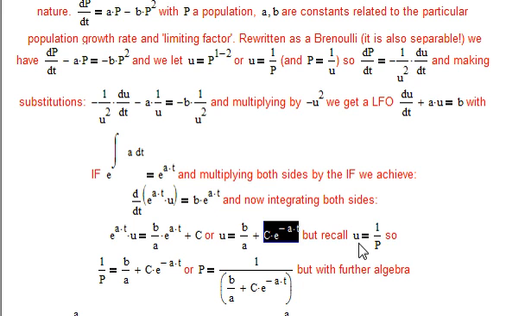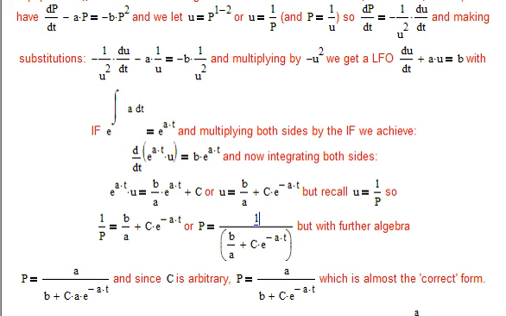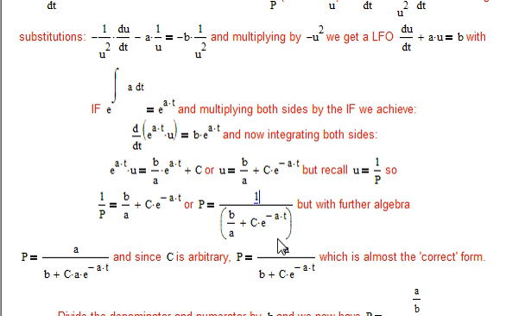But remember, our u is 1 over p. So we got 1 over p equals b over a plus c times e to the negative at, or p equals 1 divided by b over a plus c times e to the negative at. Wow. With just a little bit of further algebra. Yeah, okay, just a little bit. We could multiply numerator and denominator by a, a over a, so that's 1. And we get rid of this a here, that way we don't have a complex fraction anymore.